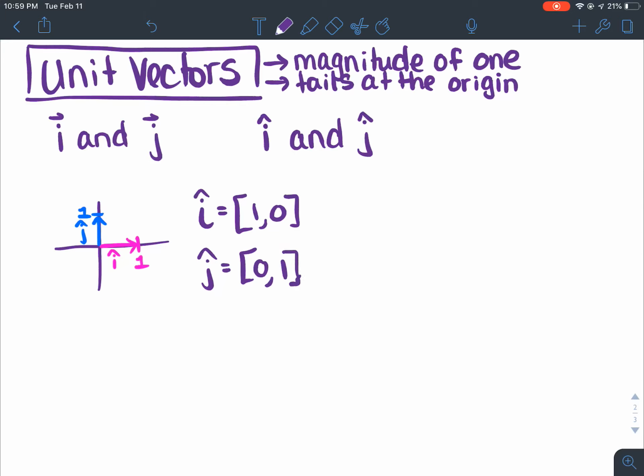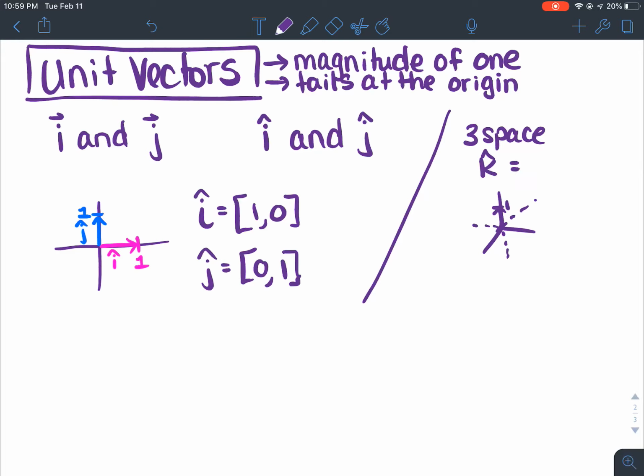And they're just exactly what they sound like. They're just called unit vectors. They have a magnitude of 1, and they're at (0, 1) and (1, 0). And then when we get to 3 space, later on in the course, we'll add in a k vector, which will be on our z-axis, and it will have a magnitude of 1. So in 3 space, our k unit vector will be at (0, 0, 1). So it'll be on the z-axis.